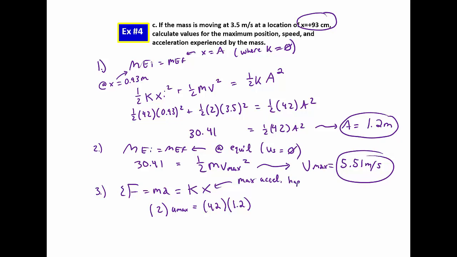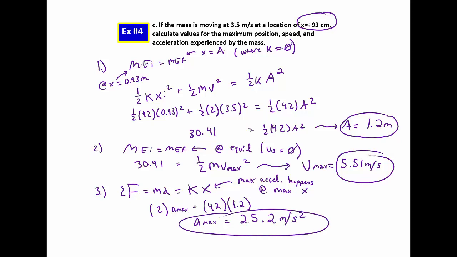The reason why I'm putting the amplitude on here is because that maximum acceleration happens at that maximum position. At that maximum position is when we're stretched the most, therefore the force is the most, therefore it must have the greatest acceleration. So when I solve for a max, we're going to get that the maximum acceleration is 25.2 meters per second squared. And there we go.